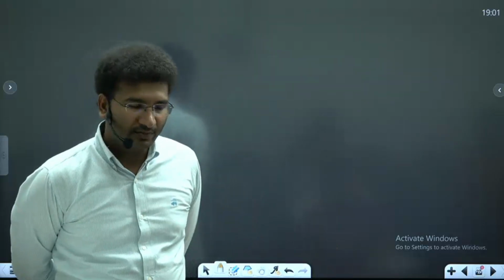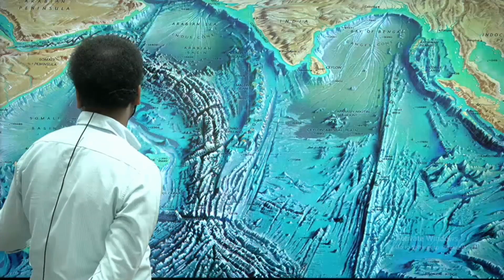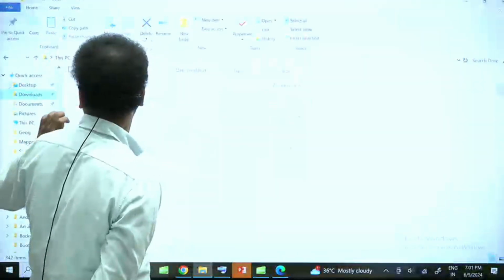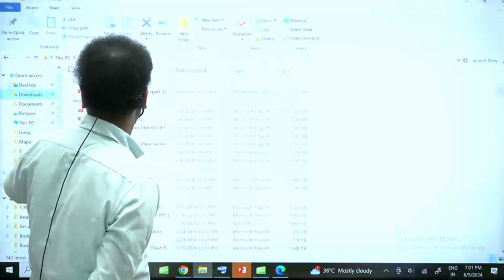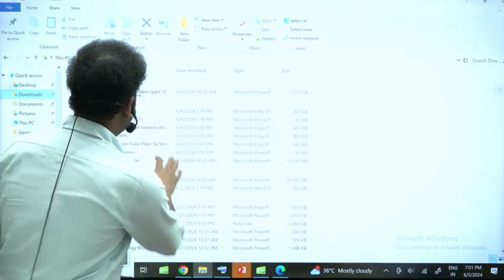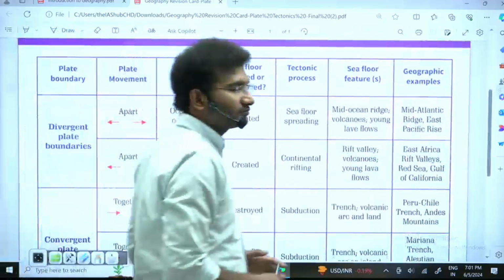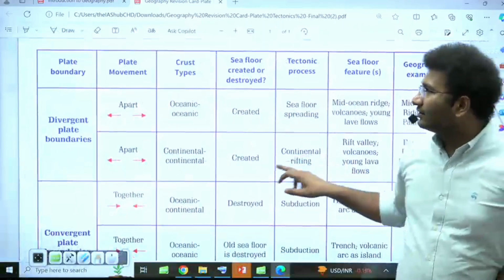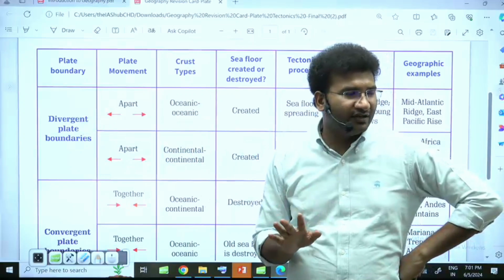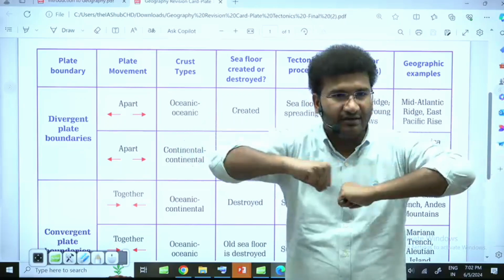Now this is your plate tectonics. But here in plate tectonics, yesterday I told you that you need to have short notes, and these short notes should be like this. Look here. I'll give you this. In plate tectonics, what you need to know is there are plate boundaries. See, try to understand the boundaries. Boundaries are of 3 different types. 1, convergent. 2, divergent. 3, transform.